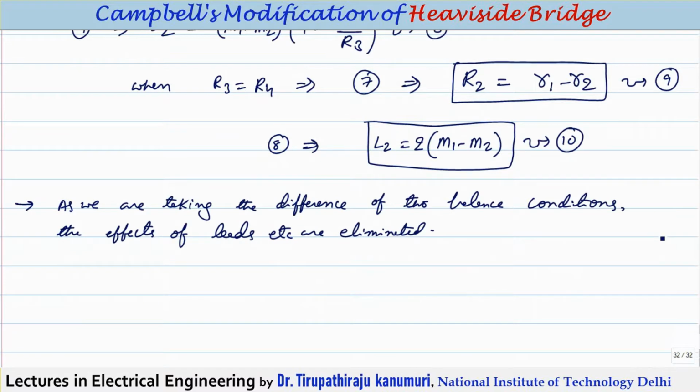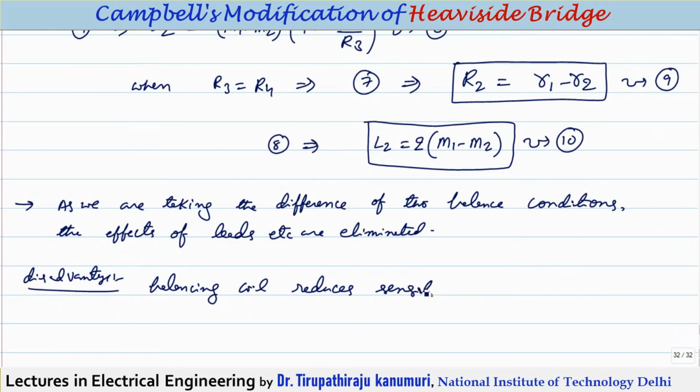Now there is a disadvantage also. The disadvantage is, because we are using one balancing coil, this balancing coil reduces the sensitivity of the bridge. That is the major disadvantage of this method. So how to overcome this reduction in sensitivity due to the balancing coil? That is done by the equal ratio bridge that we are going to discuss in the next class.